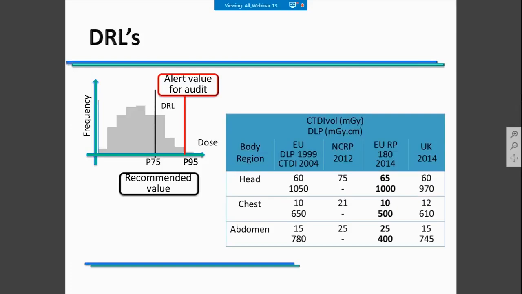The most frequent CT procedures are head, chest, and abdominal studies. And for these, you will find a lot of literature that represents different diagnostic reference levels. You should select one of these to compare with your daily practice.